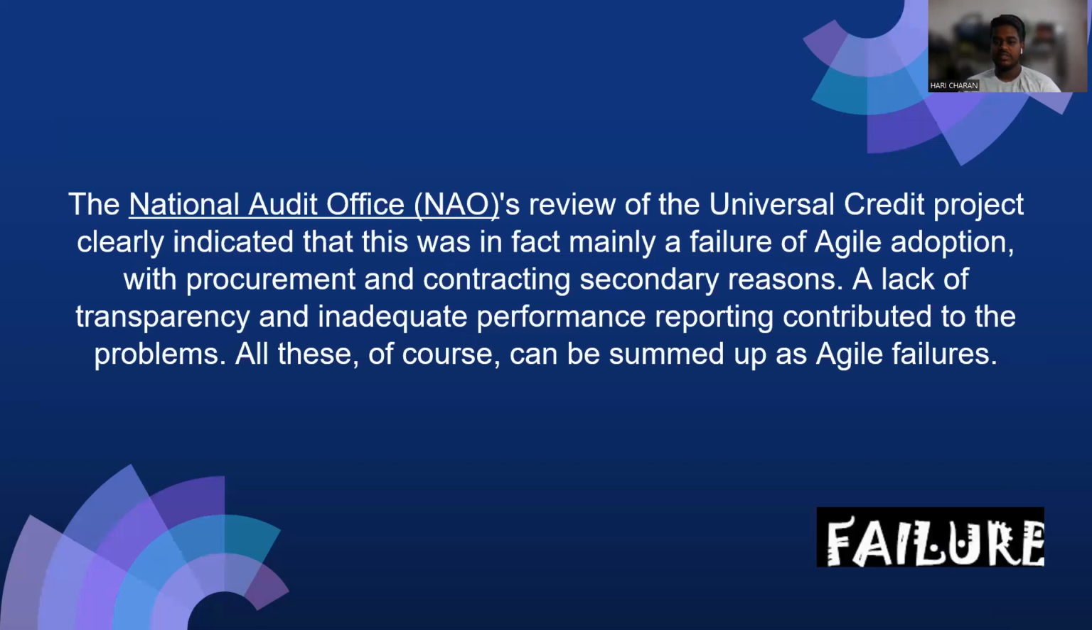So the first one is the National Audit Office's Universal Credit Project. A lack of transparency and inadequate performance reporting contributed to the problems. All of this can be summed up as an agile failure. This is one of the agile failures in recent years. They didn't follow all the principles and they also had many failure modes. So that is the reason why it happened.